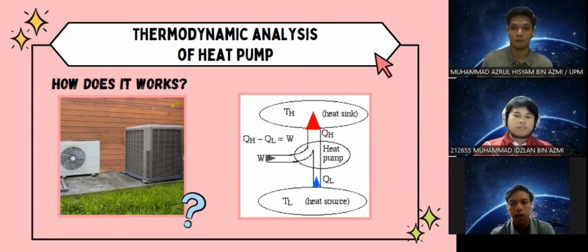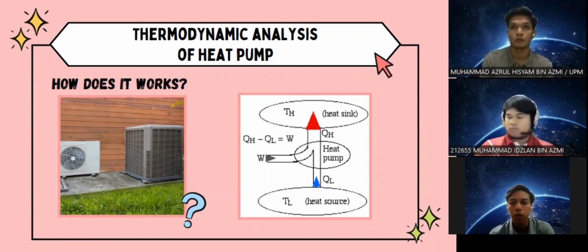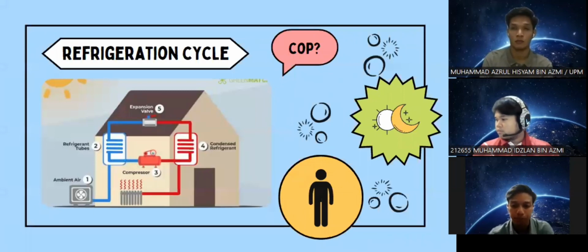Then the second part is the Carnot cycle. The Carnot cycle is crucial since the COP of a heat pump is limited by the Carnot efficiency. The equation for the Carnot cycle COP is 1 over 1 minus TL over TH. By obtaining both COPs, the COP of the heat pump and the Carnot cycle COP, we can determine whether the heat pump is irreversible, reversible, or impossible. Next, we look at the refrigeration cycle and entropy on the next slide.